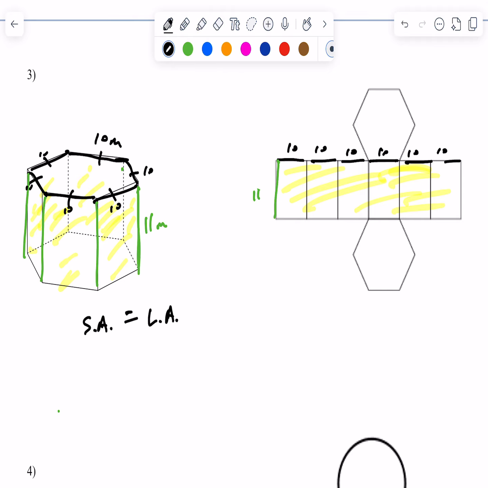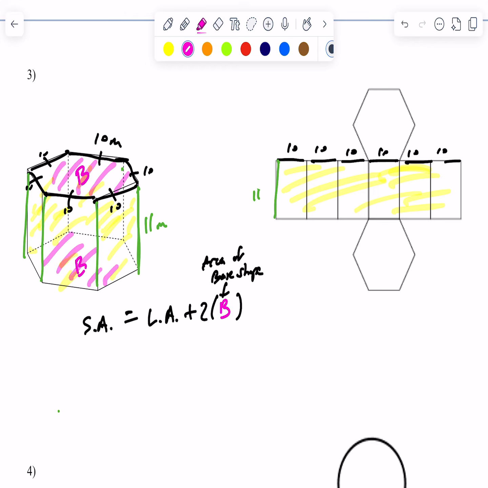And then plus we want to add on the two base shapes. We call this 2B. The big B is the area of the base shape. We got two of them, one hexagon on the top, one on the bottom. So I'm going to add on both hexagons.